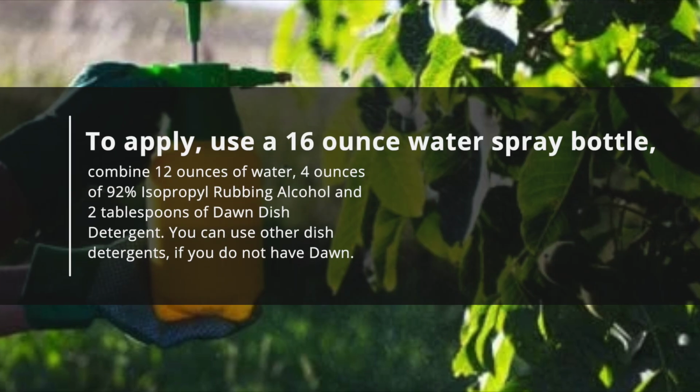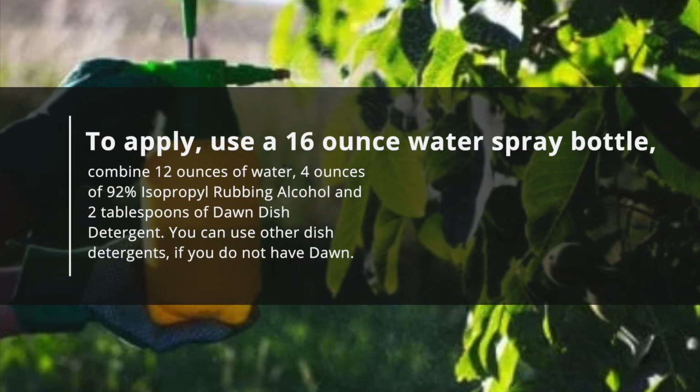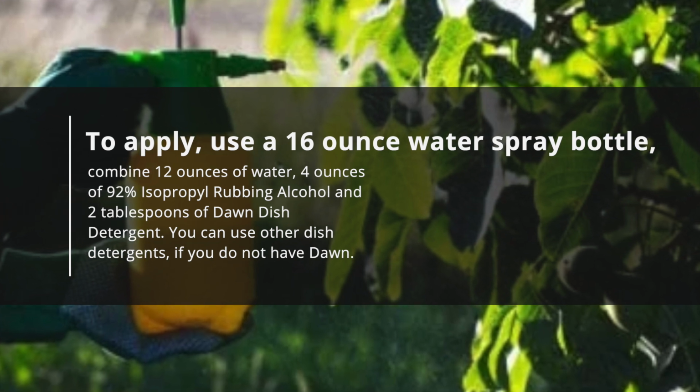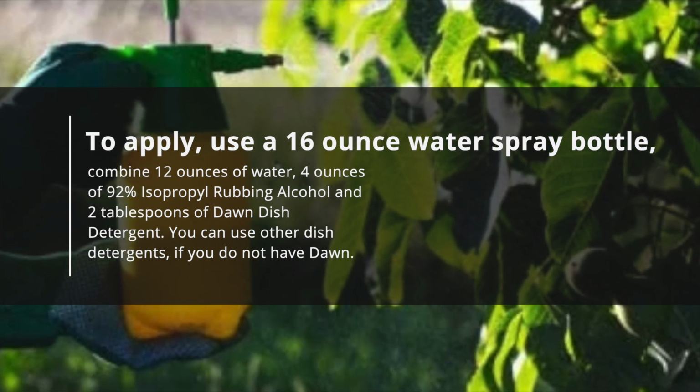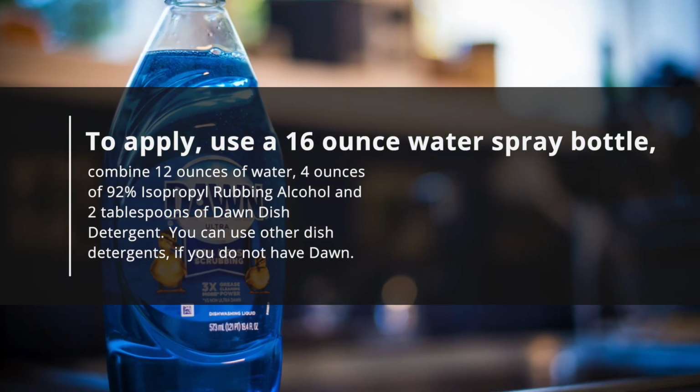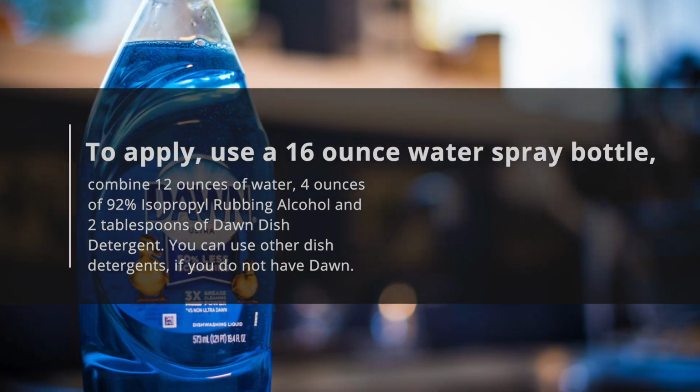To apply, use a 16-ounce water spray bottle, combine 12 ounces of water, 4 ounces of 92% isopropyl rubbing alcohol, and 2 tablespoons of Dawn dish detergent. You can use other dish detergents if you do not have Dawn.